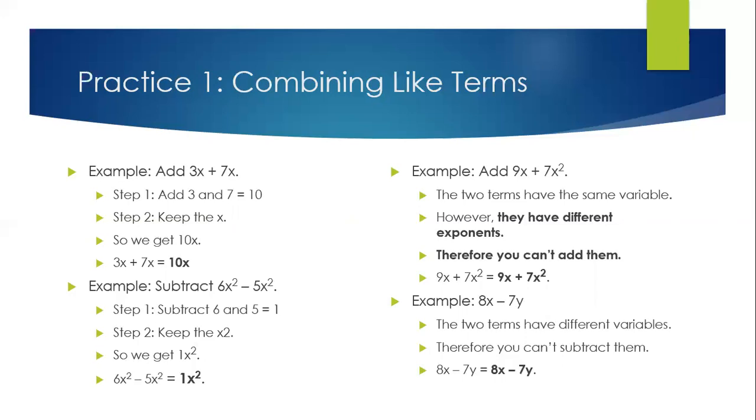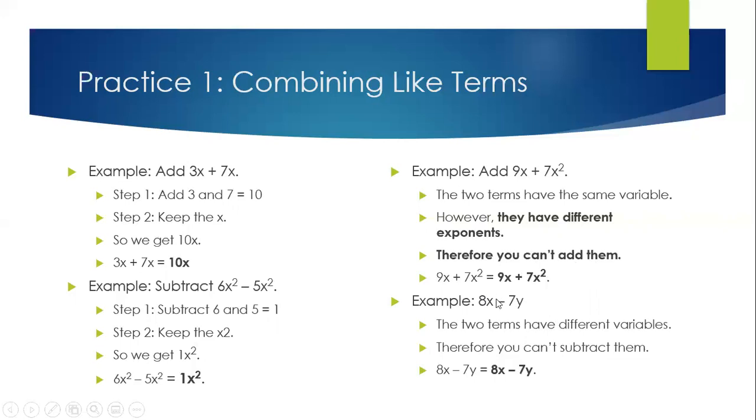Because they are unlike terms, they can't be added. And because they can't be added, we just go, okay, 9x plus 7x squared, what can I do with it? Nothing. 9x plus 7x squared is it. That's all we can do with 9x plus 7x squared.